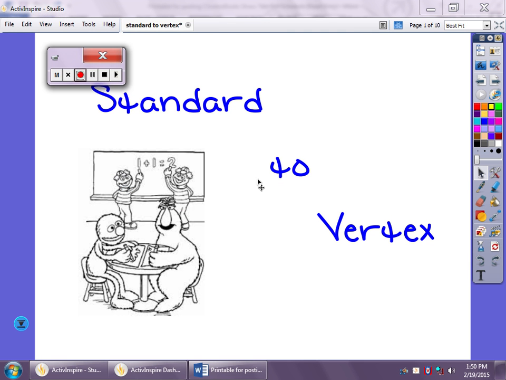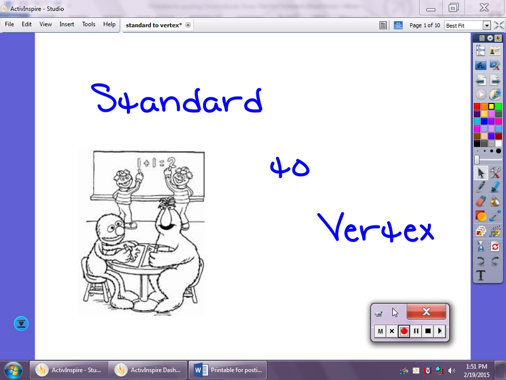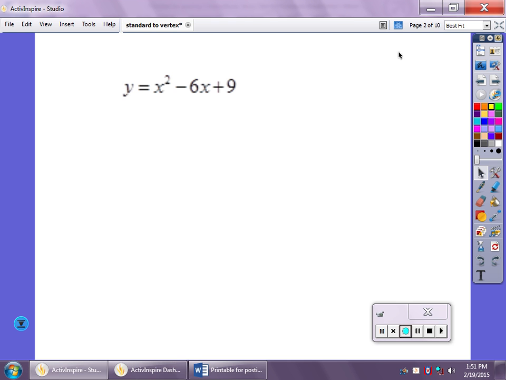Okay, in this video, we're going to go from standard to vertex form, which is the opposite of what we did in our last lesson. Starting with this equation here, y equals x squared minus 6x plus 9, one of the easiest ways is to use algebra tiles and do an illustration to figure out what it looks like in vertex form. So I'm going to start with the x squared, so that's x by x.